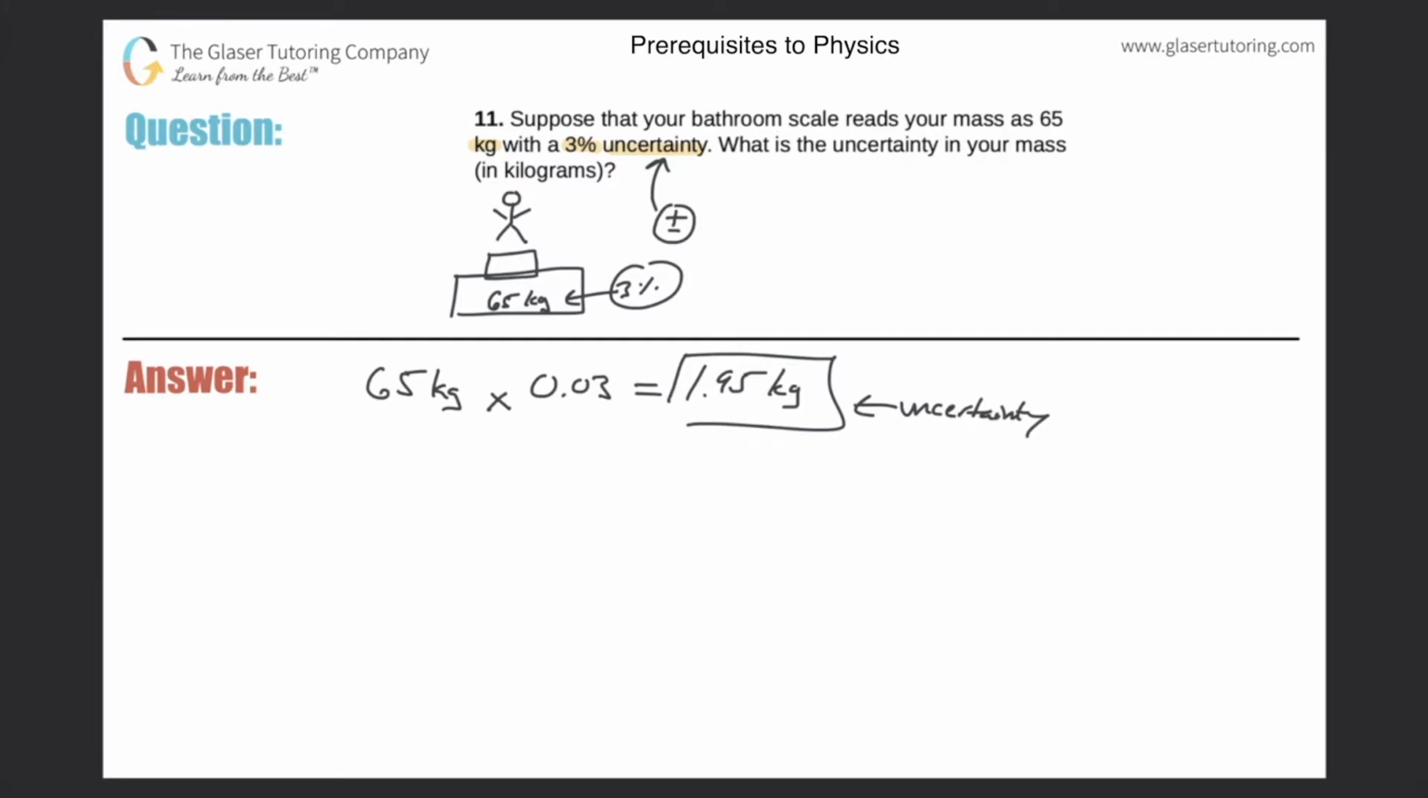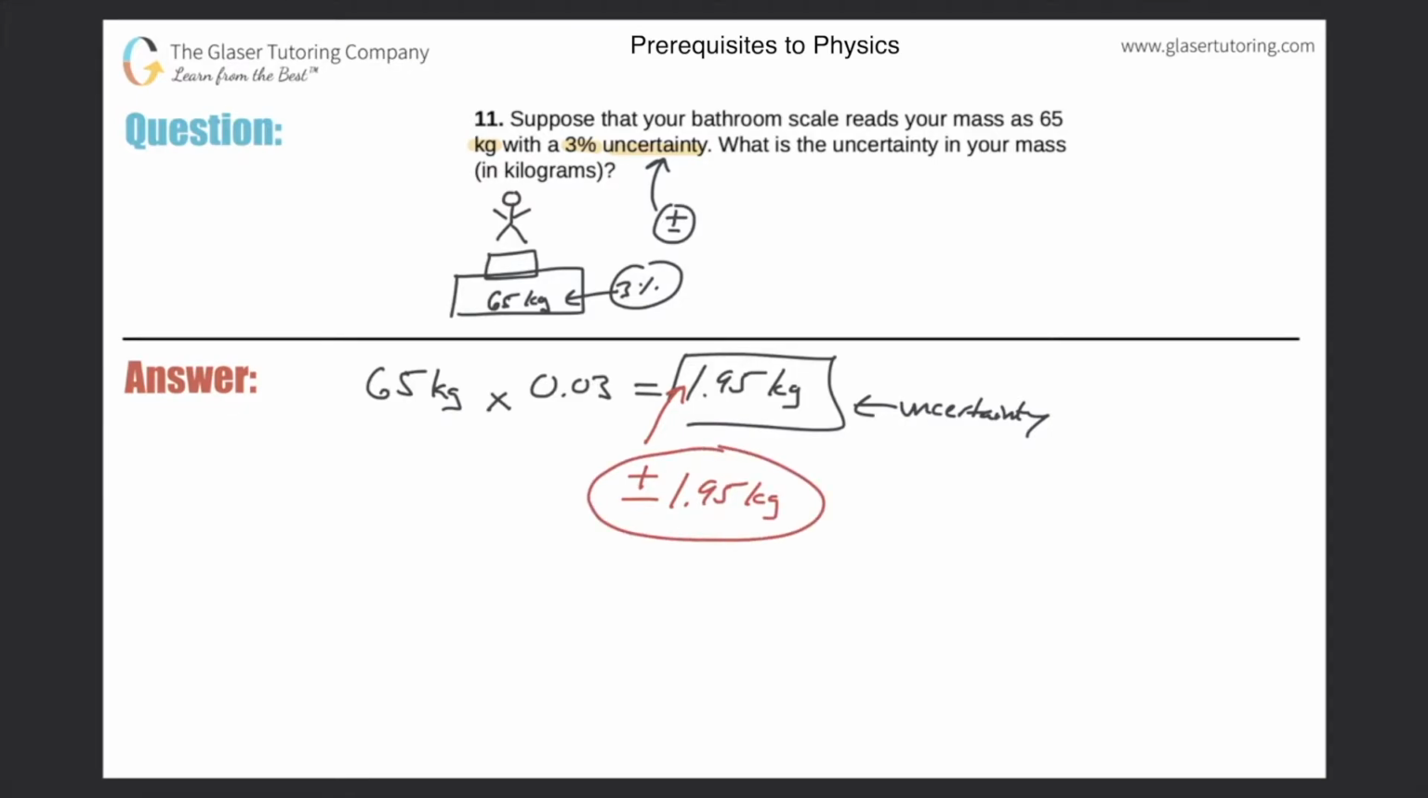Okay. Now, remember, uncertainty implies a plus or minus. So the only thing that I need to add into this value of the uncertainty is the plus or minus sign, because maybe it's plus 1.95 kilograms, or maybe it's minus 1.95 kilograms. So let me add that in now. So kilograms. So this is now the uncertainty.